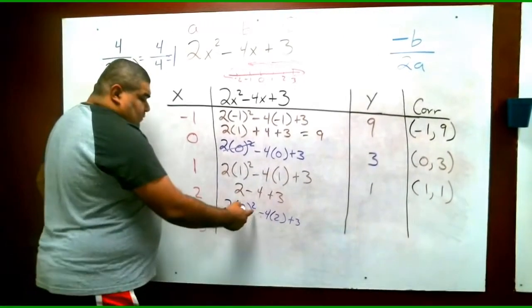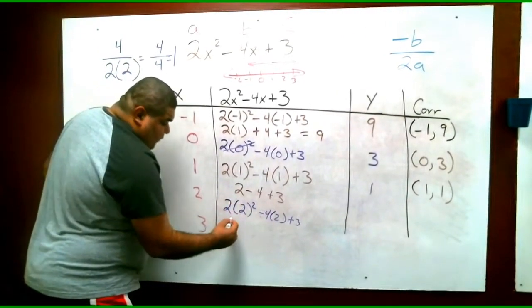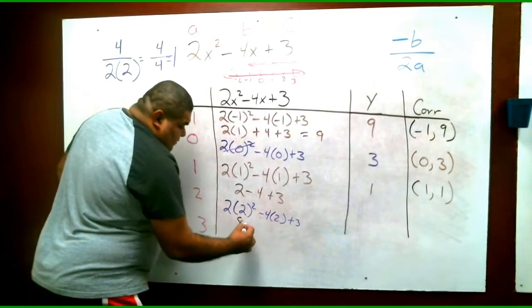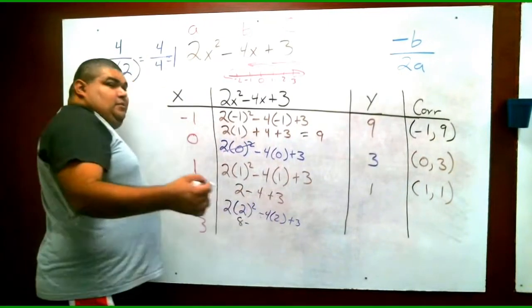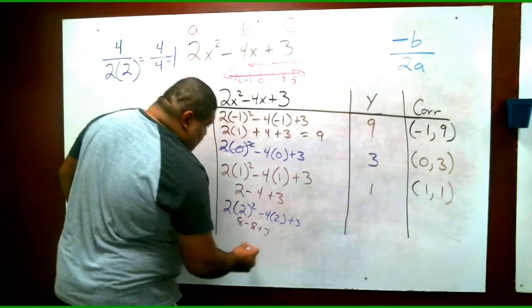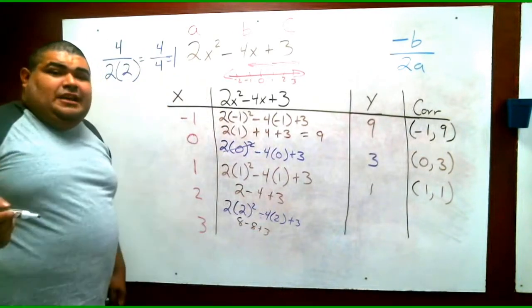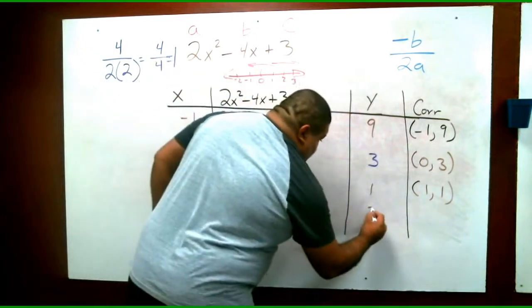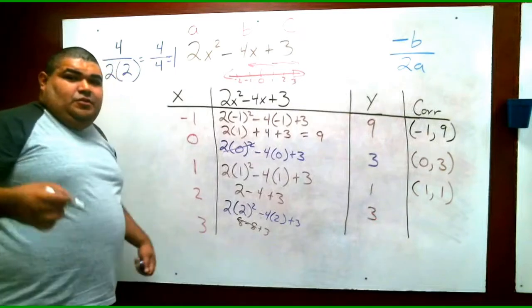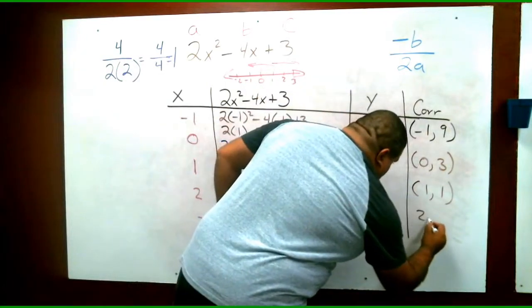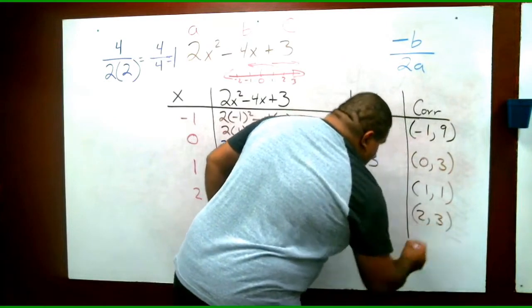So we have 2 times 2, which is 4. 4 times 2 is 8. Minus 4 times 2, which is 8, plus 3. So 8 minus 8 cancels out, plus 3. So it's 3, right? Because 0 plus 3 is 3. So our next point is at 2, comma, 3.